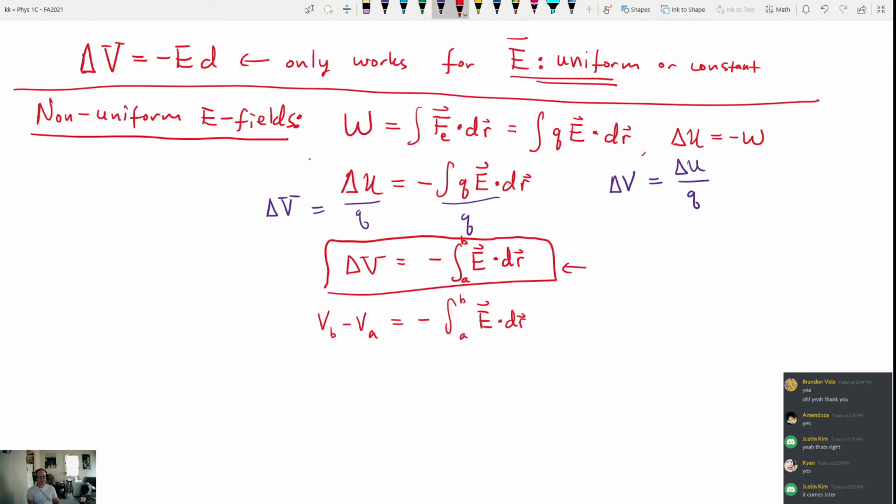Your book instead writes it as, I can't even remember, it's so weird the way that it does it. I believe it writes it as VAB is equal to VA minus VB, which is equal to the integral, it's the same integral. They don't change the integral. So some textbooks write it like this. Your textbook writes it like this.